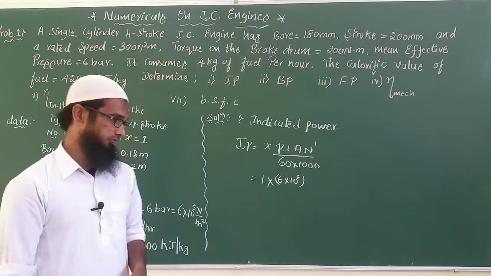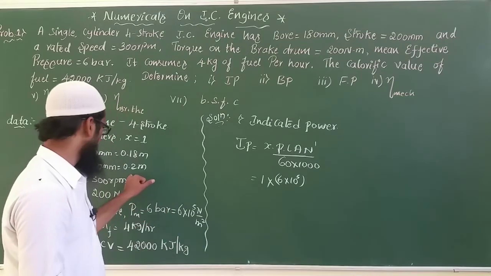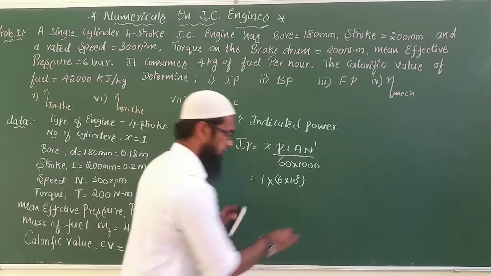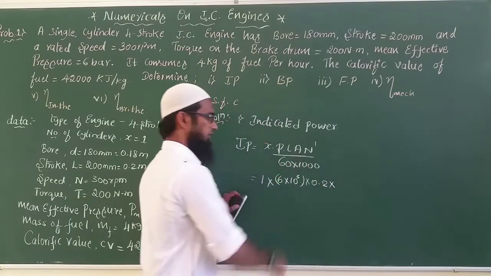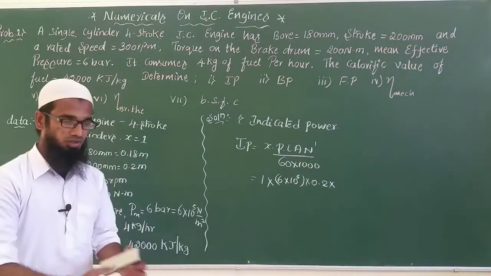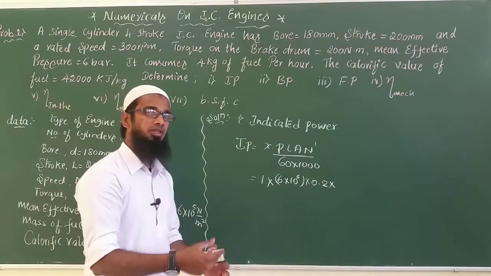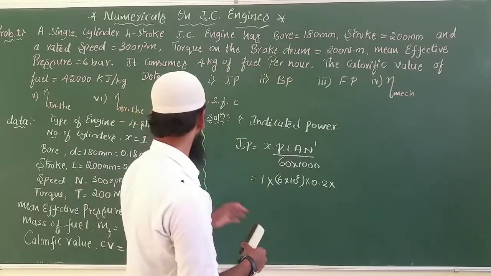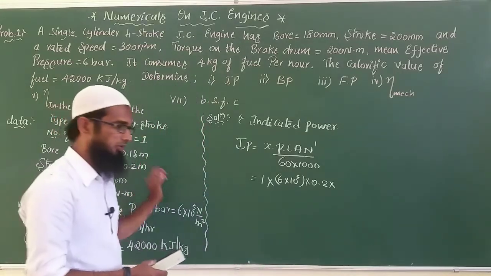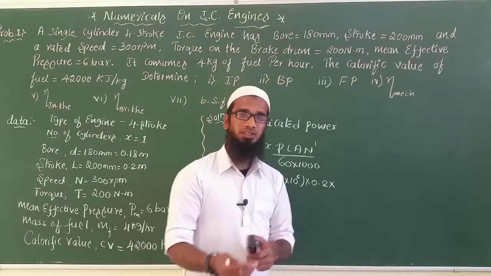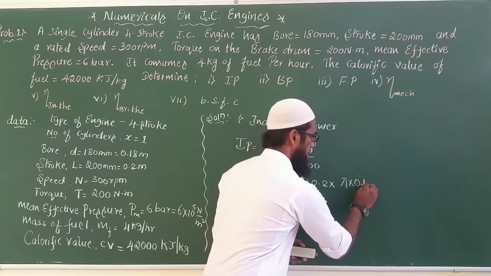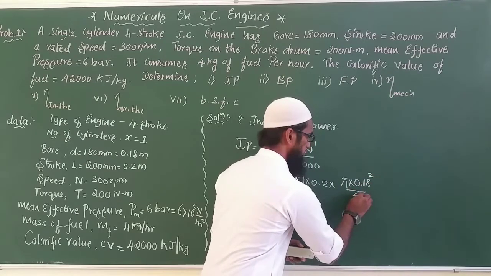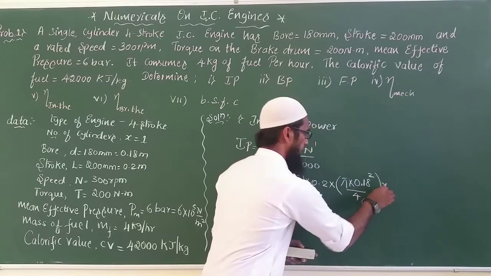Now the length is the stroke, which is given as 0.2 meter. Next is the area of the cylinder. The area is not given directly, but we know the diameter of the bore is 0.18 meter, and the area is pi d square by 4. So I take pi into 0.18 square by 4, which gives the area of the cylinder.